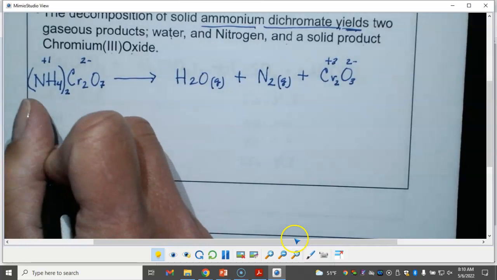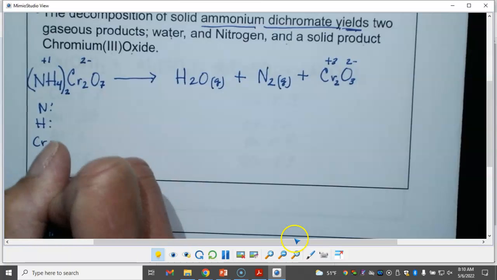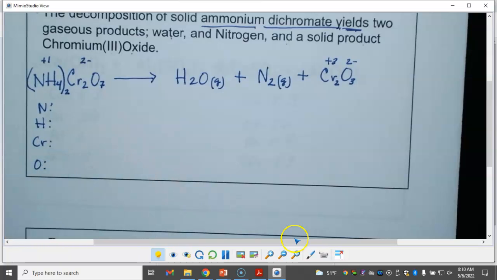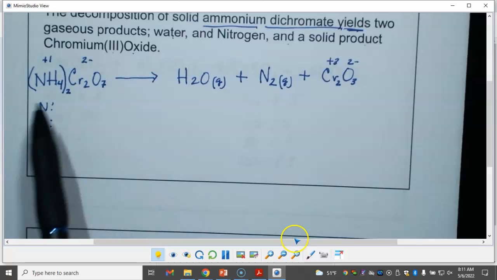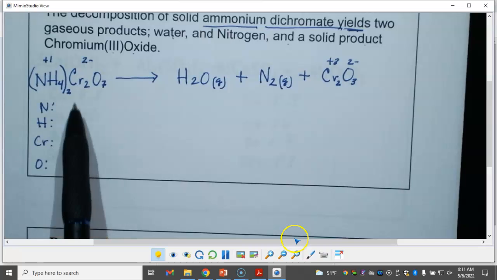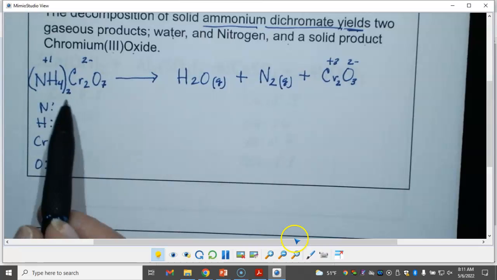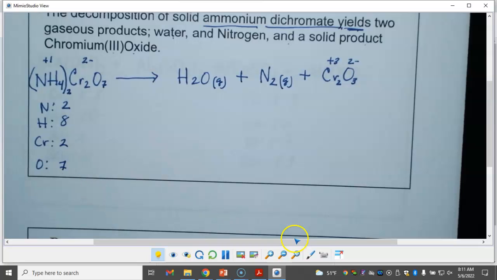Okay, so I have nitrogen, hydrogen, chromium, and oxygen. So how many nitrogen do I have on this side? 2. Very good. That subscript 2 is applied to everything inside. So like in math, you have to distribute it. So we've got 2 nitrogen, and how many hydrogen? And chromium? And oxygen? Very good. You guys are rock stars.